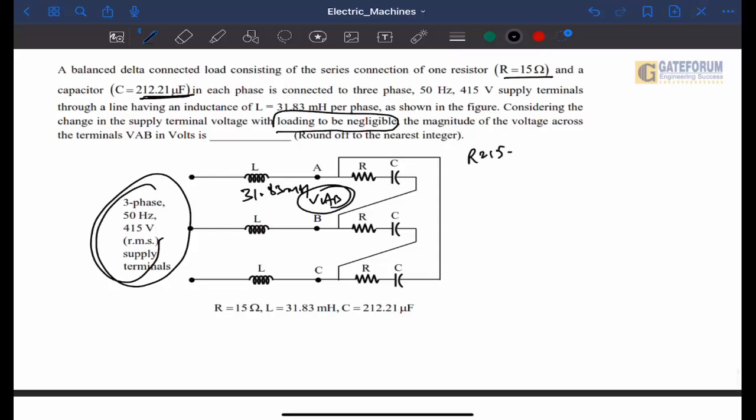So R is 15 ohm. Okay, XL we need to calculate. So XL is 2 pi into F, 50, into L. And XC is what? 1 by omega C.